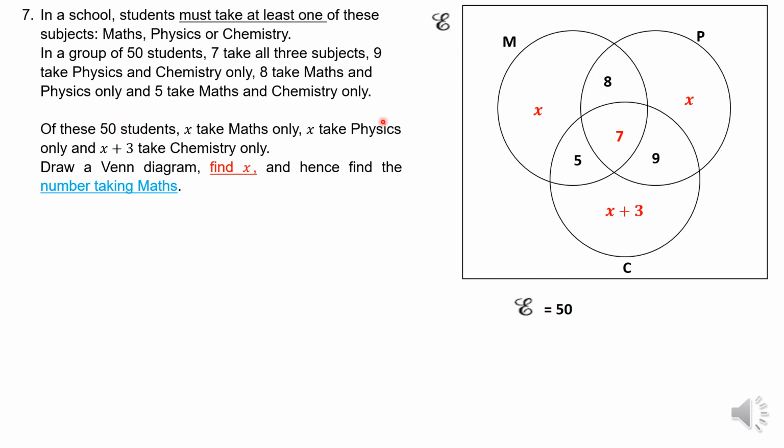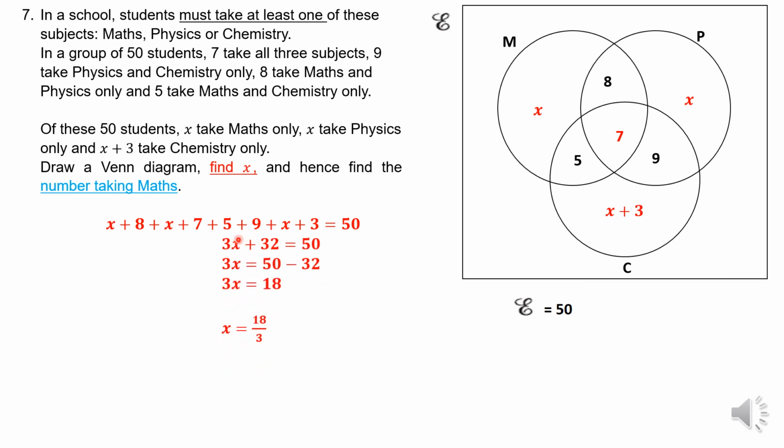5 take maths and chemistry. Maths and chemistry is 5. And 9 take physics and chemistry. Okay, and then the 7 take all 3 subjects, as you can see. And then you are told that the ones who are only doing maths is X, the ones who are only doing physics is X, and the ones who are only doing chemistry is X plus 3. So all of this stuff here, when you add them up, it must add up to 50, and that is what I did here. And you clean this equation, you get 3x plus 32 is equal to 50. And then when you divide, you will realize later on that x must equal 6.